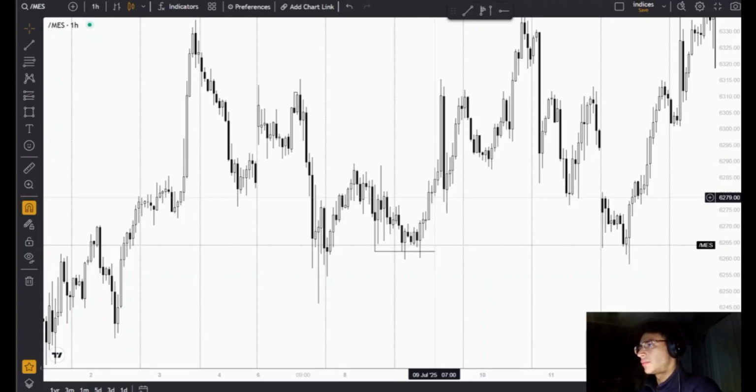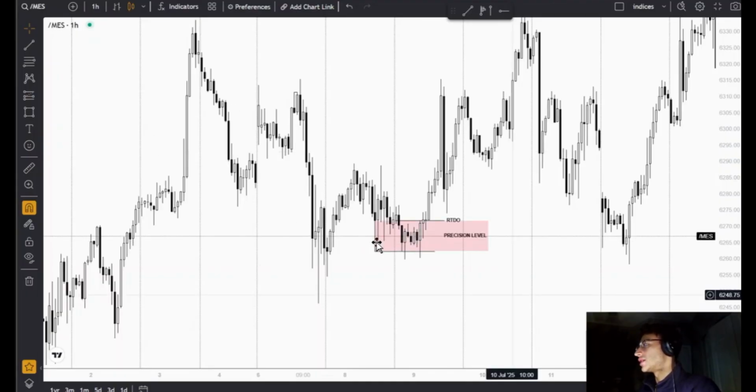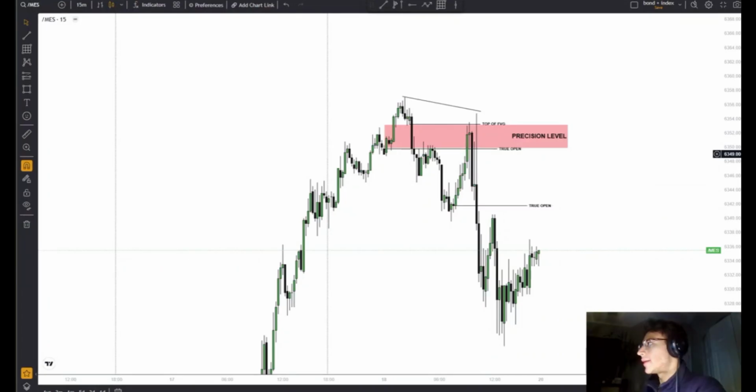So where's our level? Opening price, bottom of the stop hunt. That would be your level of precision. And in here, in all this, you have a bunch of opportunities to enter. As you can see right here, this is our precision level. Okay, last and final example.